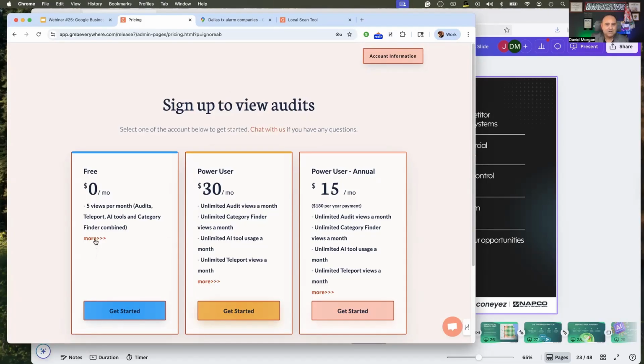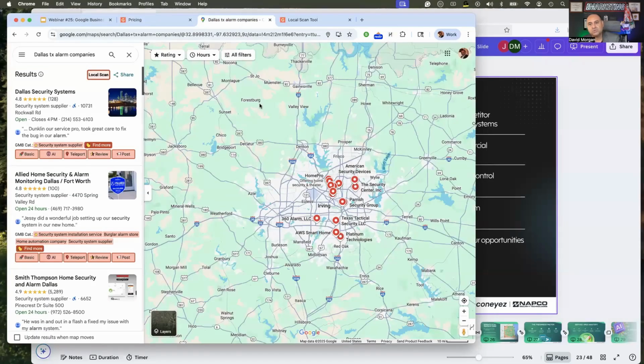But instead of me going through all the features, let me actually show you how this works. If you were to go on Google, go to the maps area and type in Dallas, Texas, or Dallas TX alarm companies, you're going to see all the results. When you click into the maps, this is what you're seeing.